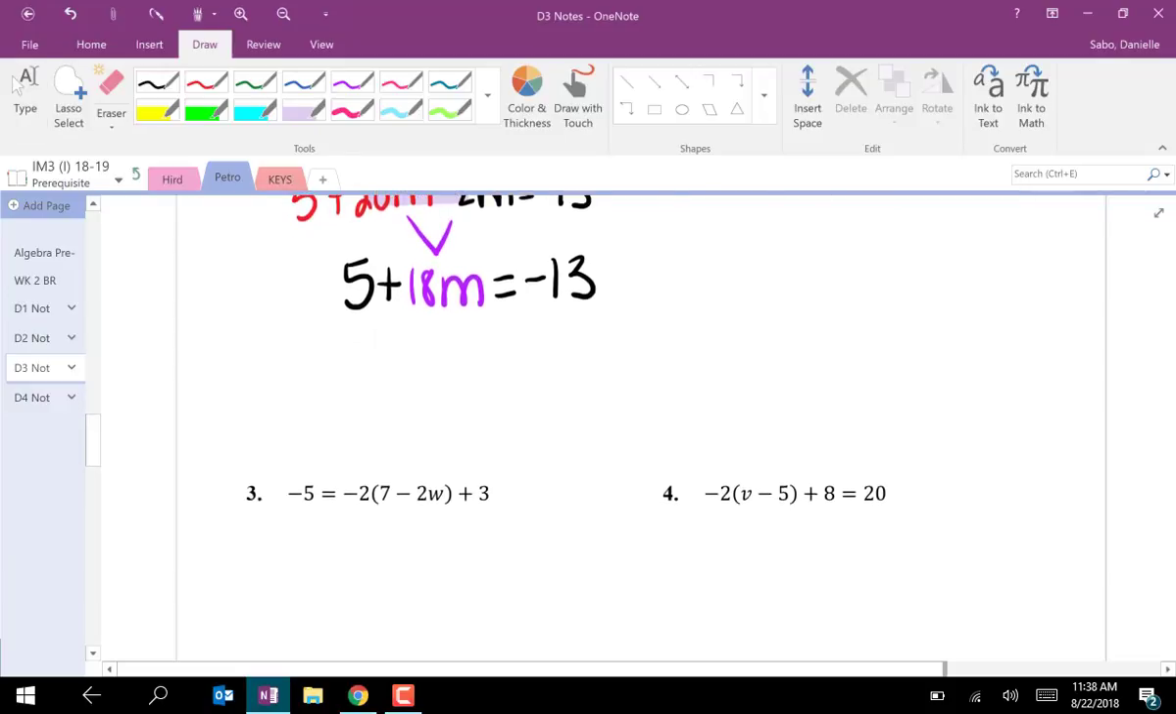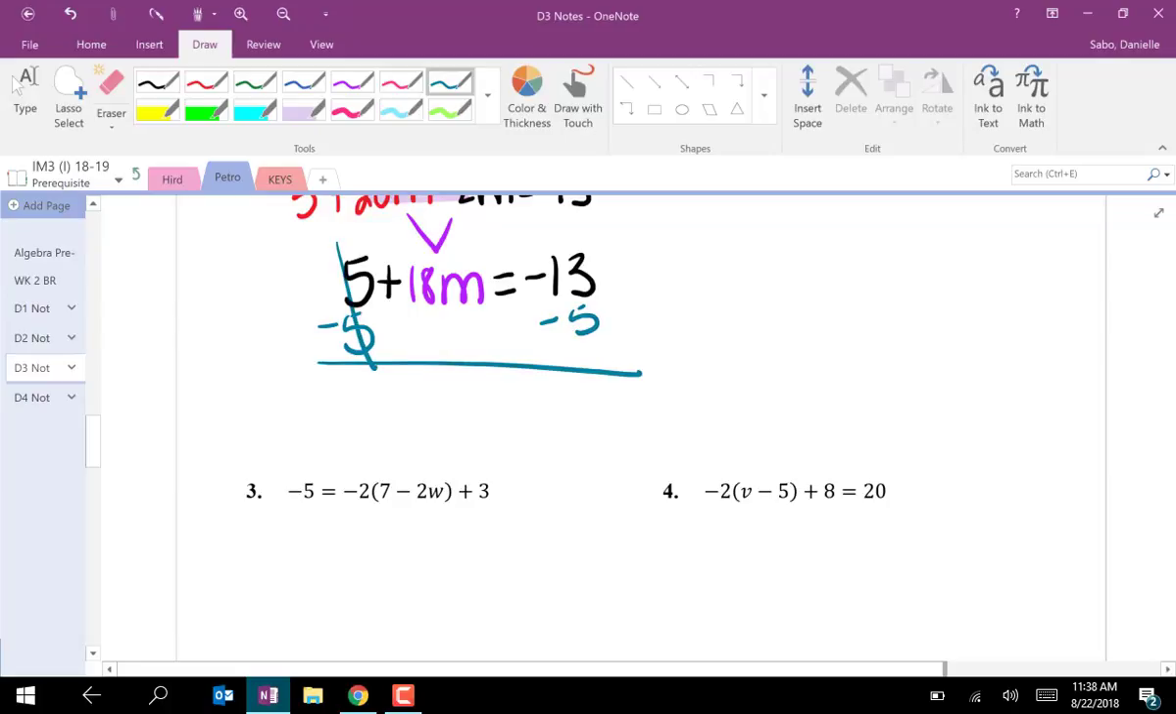All right, so what would you do next? Remember, the variable's on the left side. That means the 5 must move to the right and the 18 must move to the right. What do you think we should do? Subtract 5. Good. Subtract the 5 from both sides of the equation. Bring down the 18m because that hasn't changed.